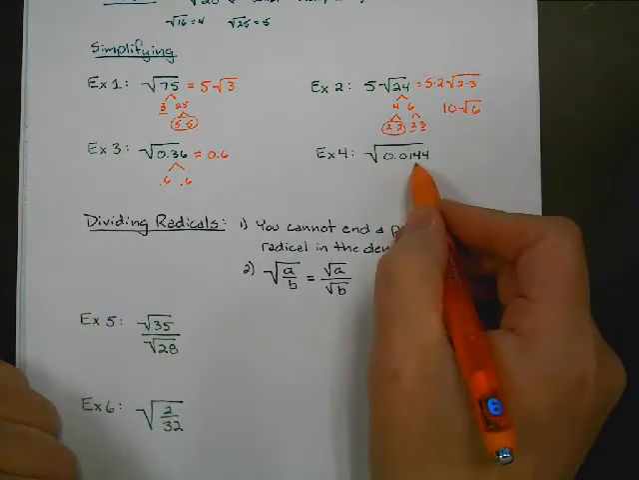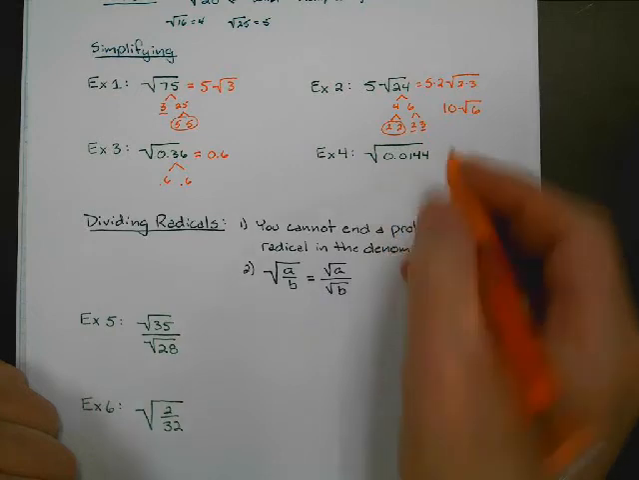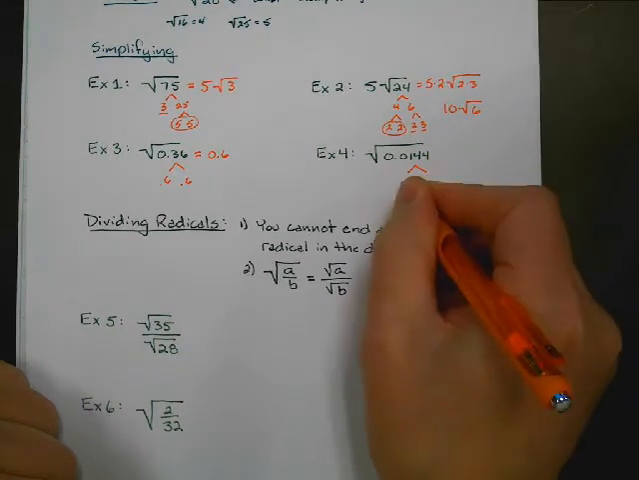Same thing for this one. I noticed that 144 is a perfect square. So that's 12 times 12.